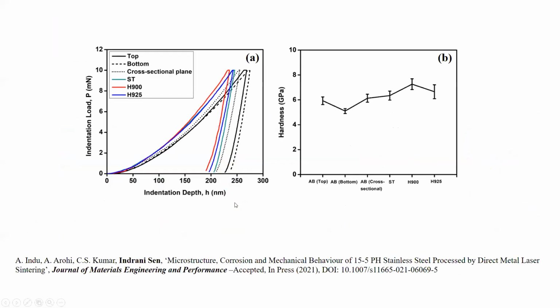And this job is not complete if we are not evaluating the mechanical properties. So that's what we have done next. We have done the indentation, nano indentation in this case, at the different sections. We have done this at top, middle, bottom, cross-sectional plane, as well as the solution treated one and the aged one, heat treated at 900 or 925 Fahrenheit. And we have seen that somehow this 900 one is giving us higher hardness.